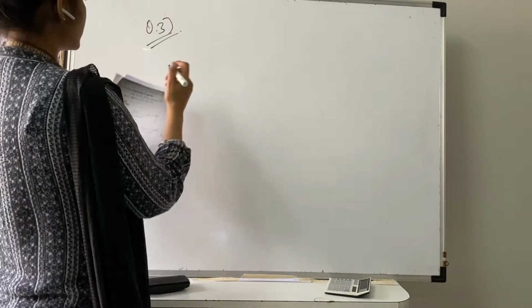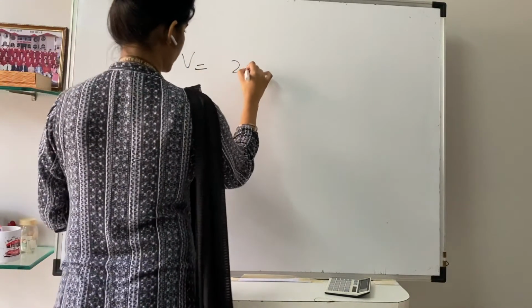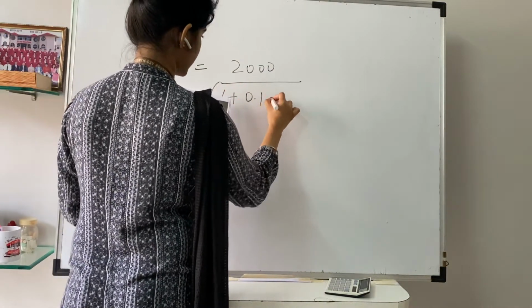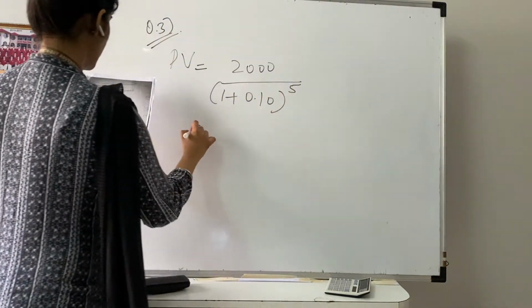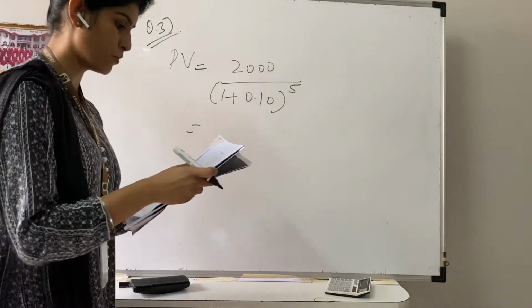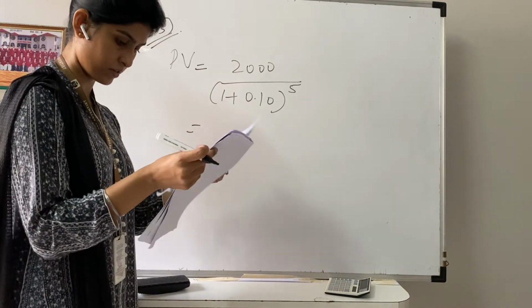Okay, I'll solve the question now. Present value is equal to 2000 upon 1 plus 0.10 raised to 5. Check your logbook for 10% for 5 years. Check your logbook 10% 5 years.